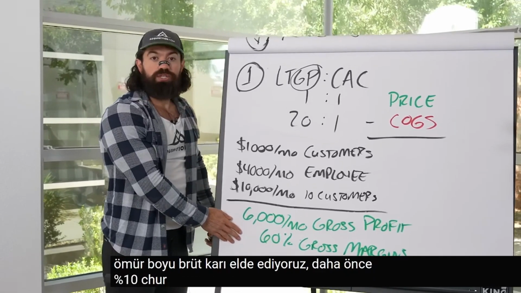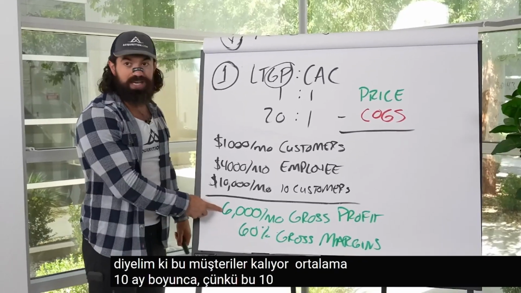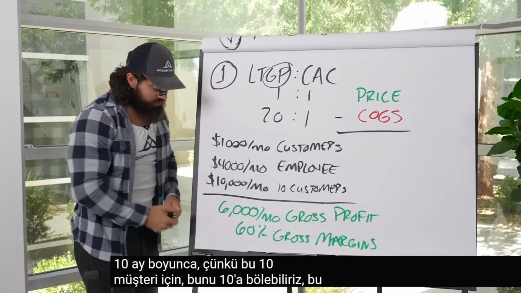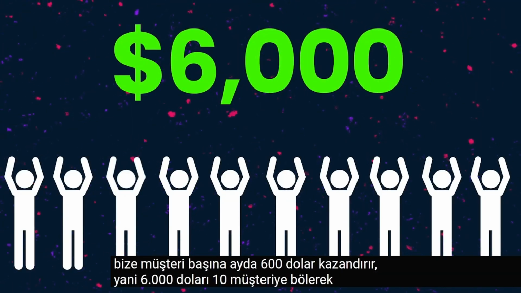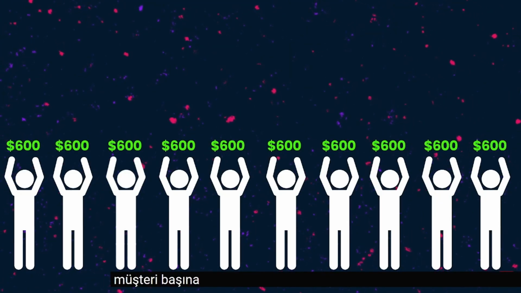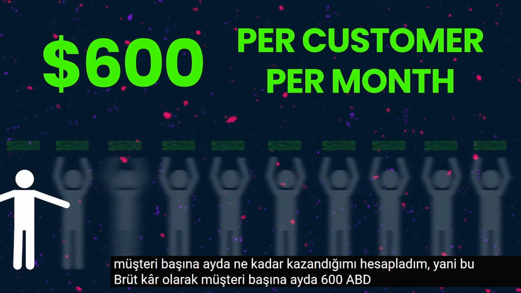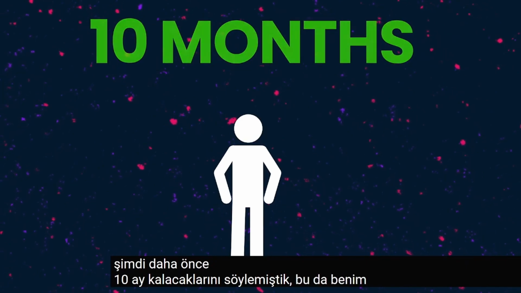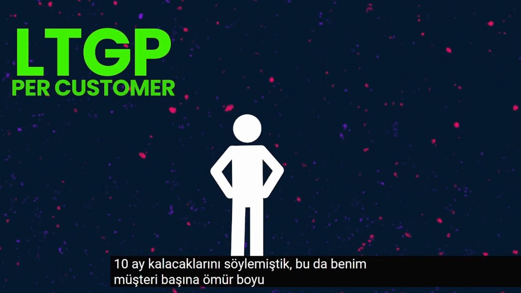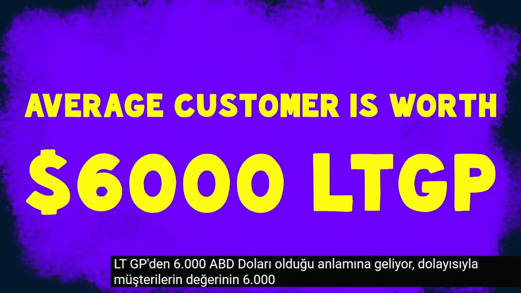Earlier, we did the 10% churn example, and so let's say that these customers stay on average for 10 months. Because this is for 10 customers, we can divide this by 10, which gets us $600 per month per customer. So I just divided the $6,000 by the 10 customers to get how much I make per customer per month. So that's $600 per month per customer in gross profit. Now, we said earlier that they're staying for 10 months, which means that my lifetime gross profit per customer is $6,000 of LTGP. So now I know that customers are worth $6,000.